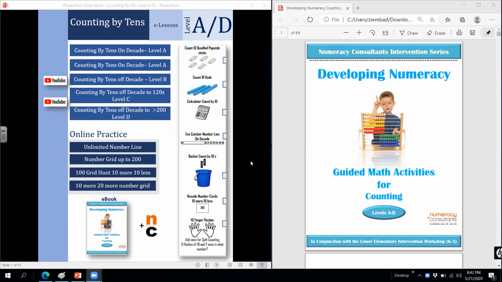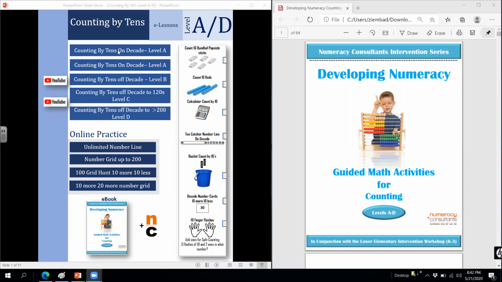So what the assessment showed is that the student had a deficit in their counting by tens off decade. So what we're going to do now is take a look at the e-lesson plan and the e-book, and how the two work together to provide instruction for students. The child is a level A, and we'll get into this after we do the assessment.